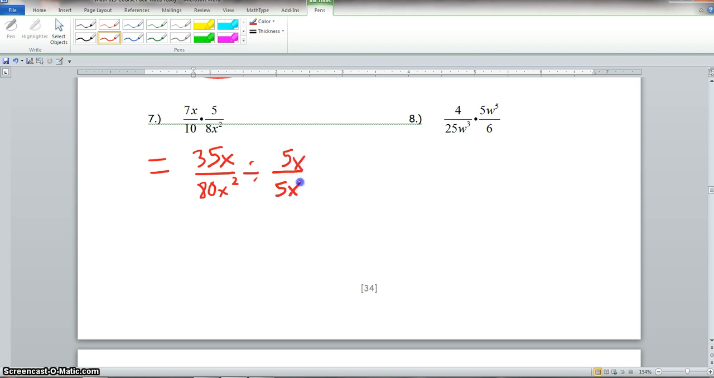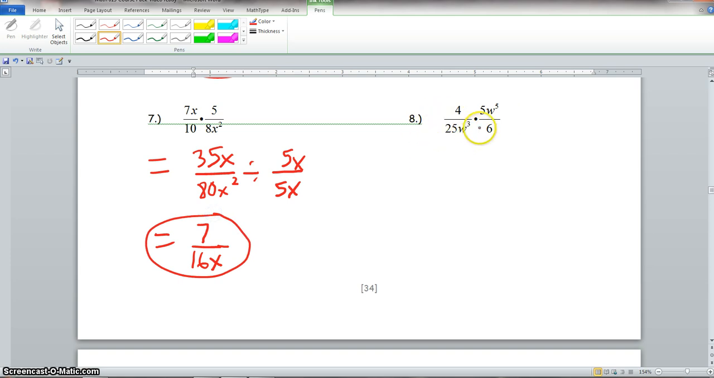So we'll divide both of them by x. So now, 35 divided by 5 is 7. 80 divided by 5 is 16. Now we deal with the variables. x divided by x we know is 1. We don't have to write the 1 here because we have 7. Now x squared divided by x would just be x. So it'll be 7 over 16x.